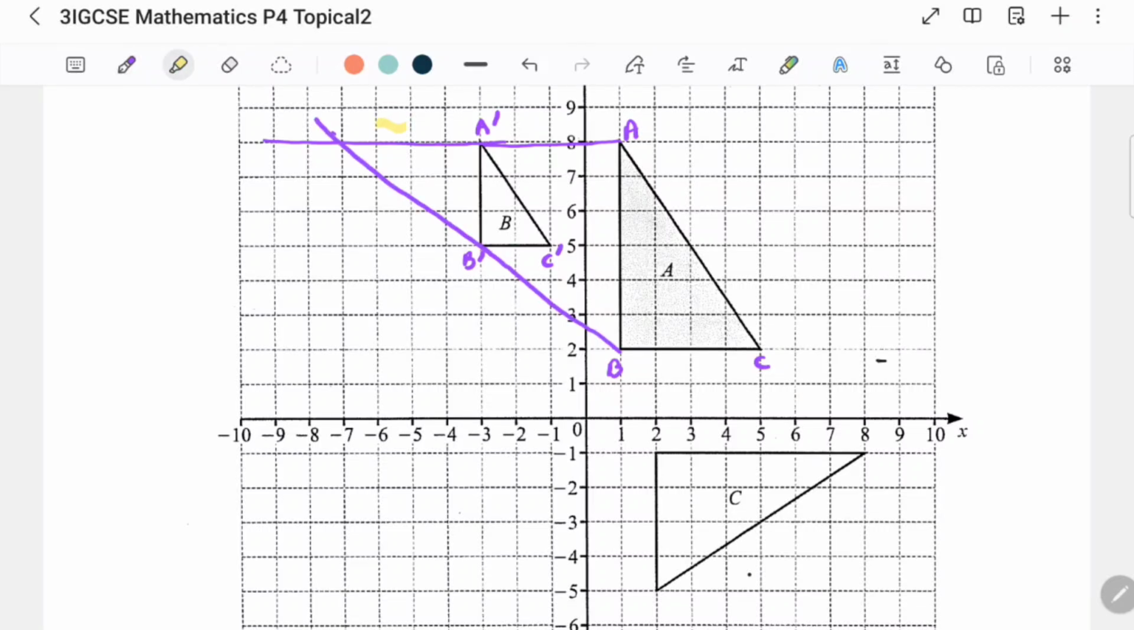So this is B to B prime, and we already have the center there, which we can see is -7, 8. So you can see with the other coordinate as well. So join C to C prime. So your center of enlargement is -7, 8.